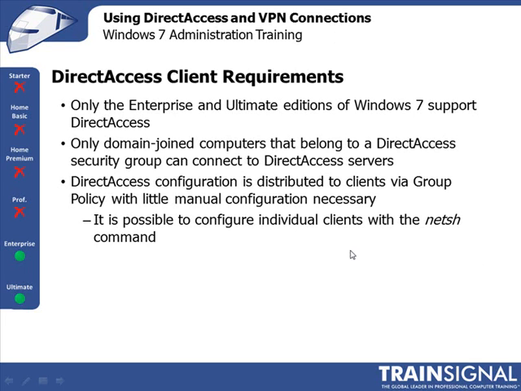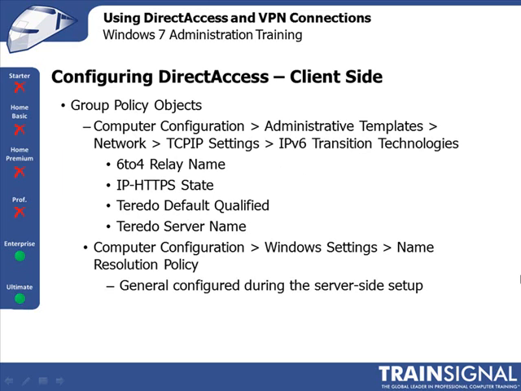It is possible to configure individual clients with the netsh command if you would like, and we'll be looking at that in just a few minutes. In most cases, you're going to use group policy objects to configure DirectAccess. These primary objects are located at Computer Configuration, Administrative Templates, Network, TCP/IP Settings, IPv6 Transition Technologies.